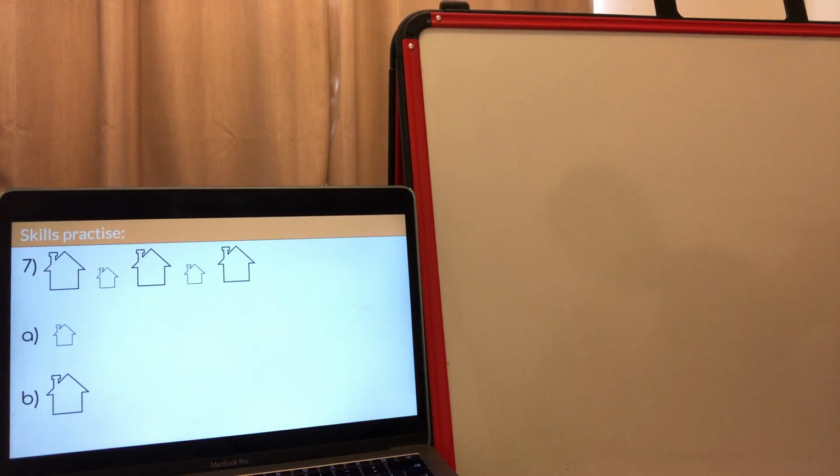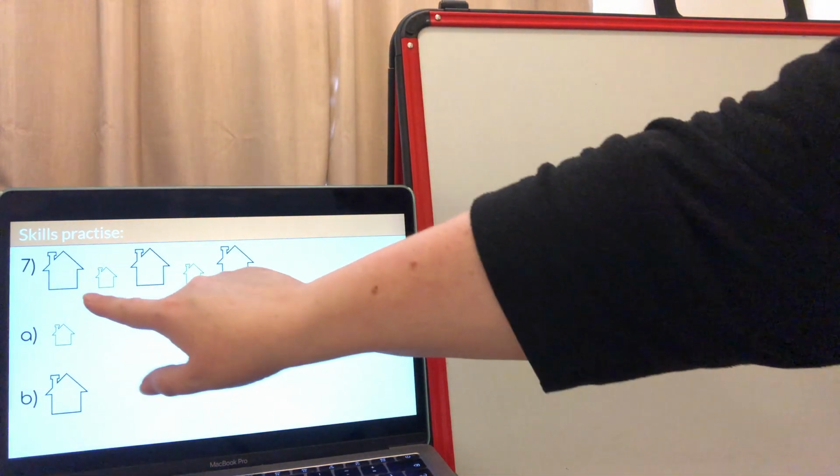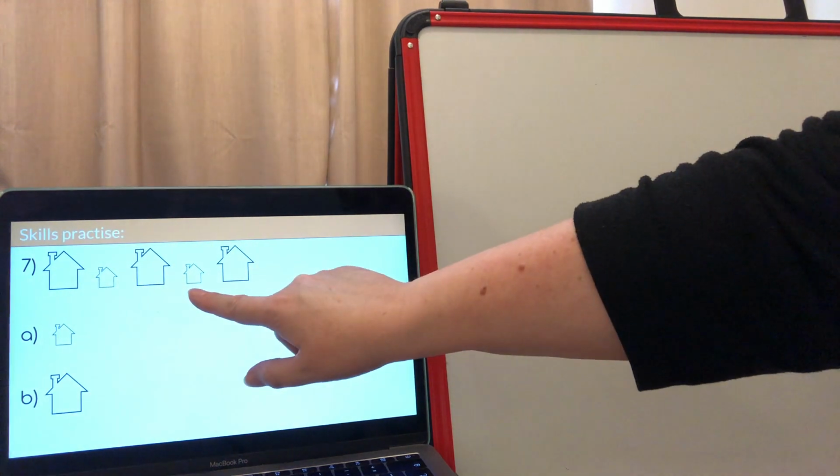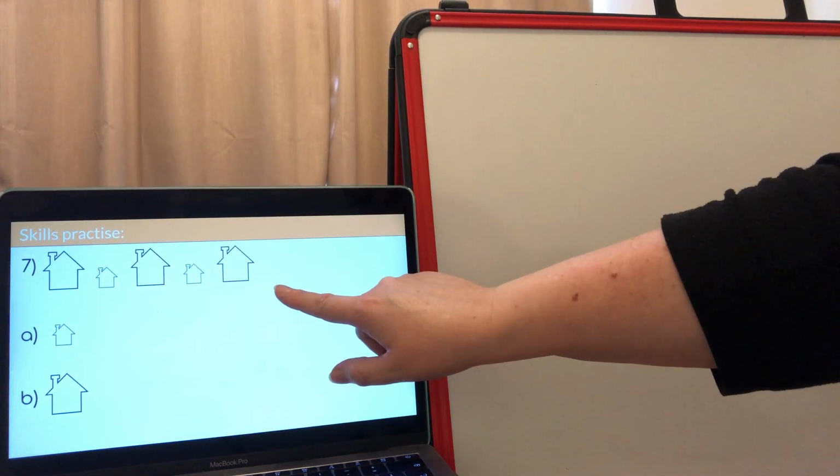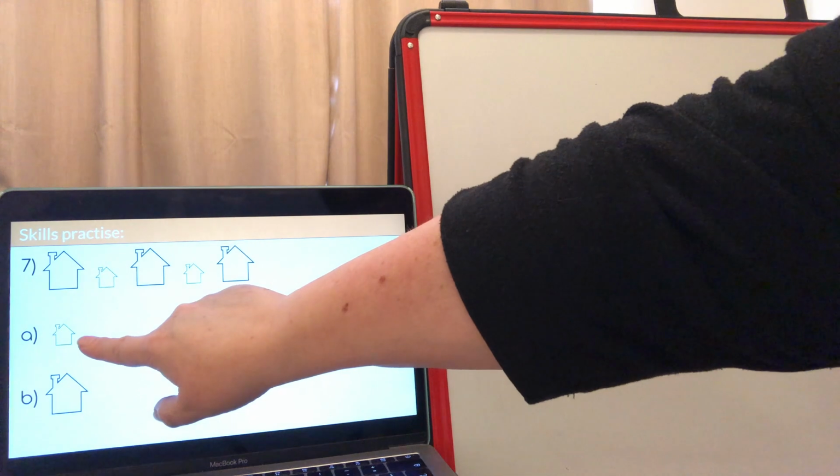Different sizes of houses now. Which one will come next? Big house, little house. Big house, little house. Big house, little house. The answer was A.